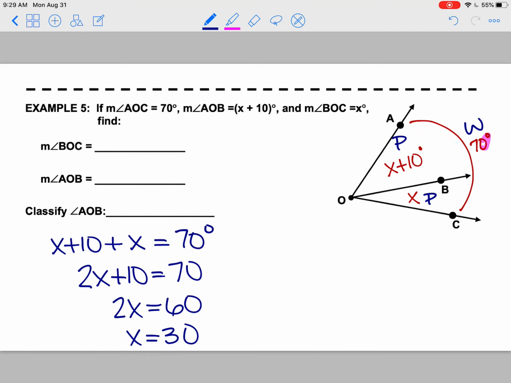Okay, so that's what x is. Again, it's not asking for x. It's asking for us to plug those in. So let's take the first one. AOB is x plus 10. So if we take x plus 10 and substitute 30 in there, that gives us 40.